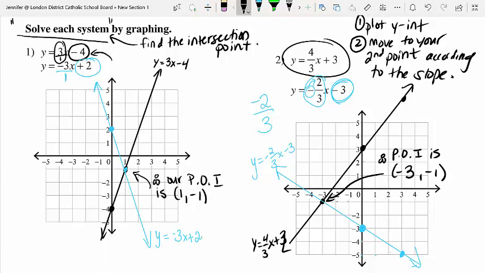Alright, I would like you to complete this handout and check your answers on the answer page.